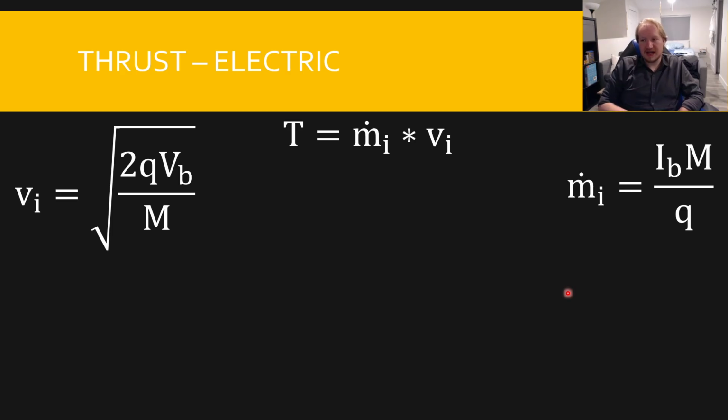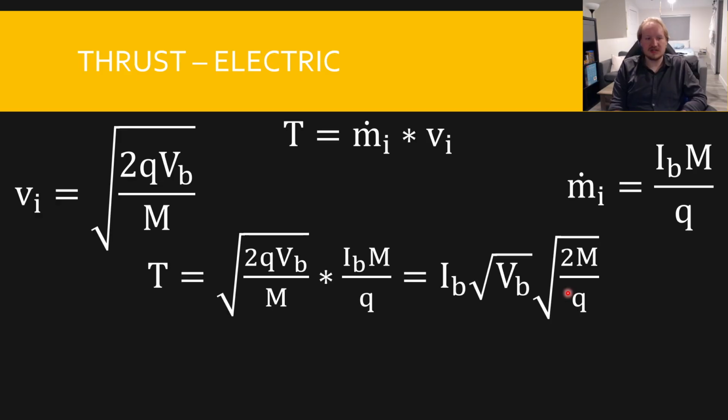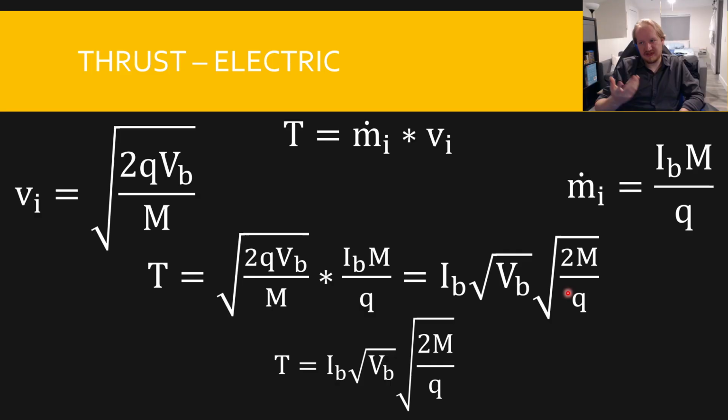Additionally, we can look at the mass flow rate of the ions as the current times the mass of those ions divided by the charge of those ions, which is, again, pretty much just going to be 1 all of the time. And we can use these to adjust our equation into this system by plugging in the mass flow rate and the velocity and solving them around a little bit. We get that the thrust is equal to the current times the square root of the voltage times the square root of 2 times the mass of those ions divided by the charge of those ions, which again is pretty much always 1, though it fluctuates a little bit. And this gives us our final equation.